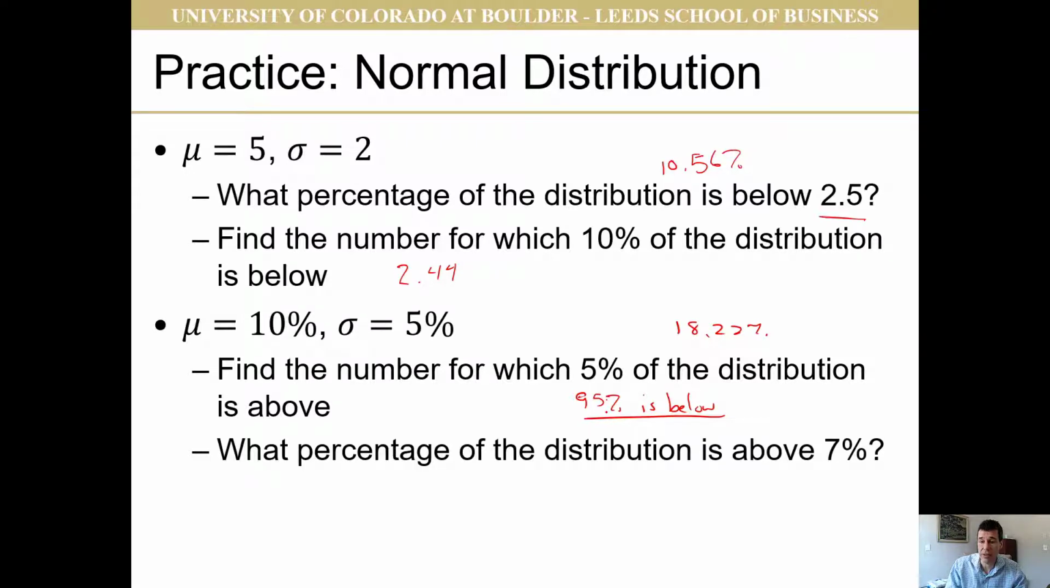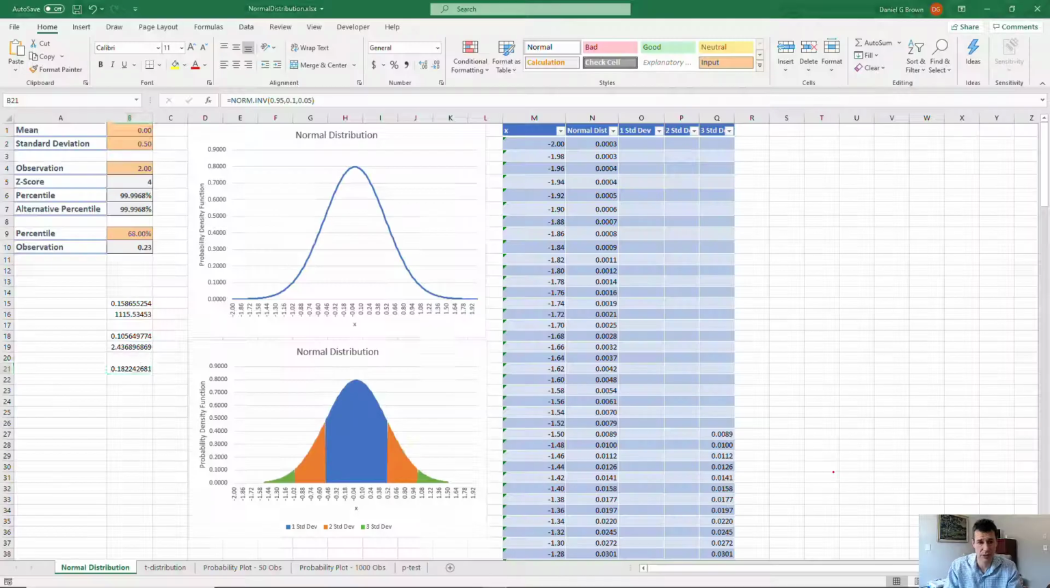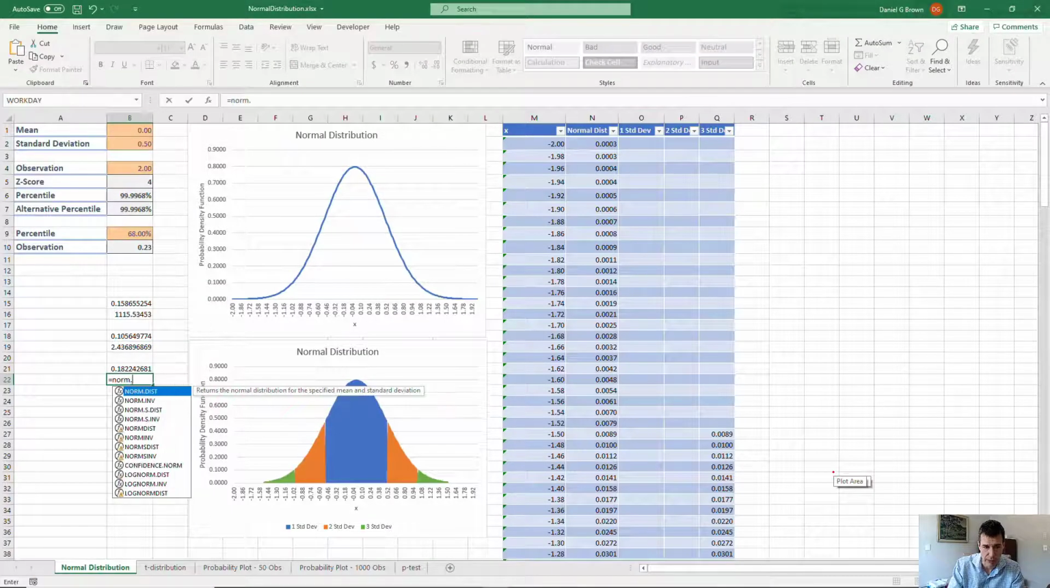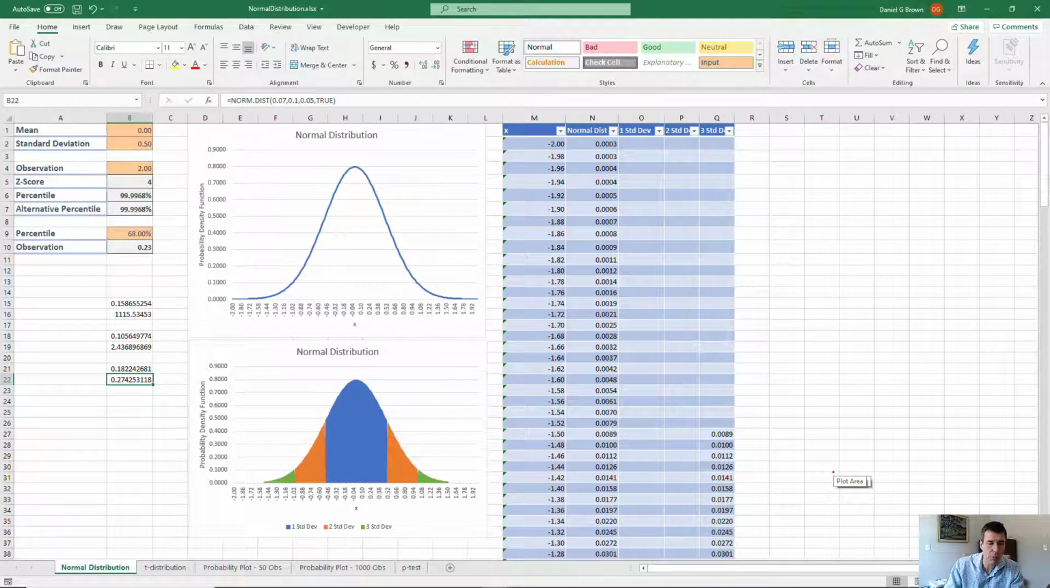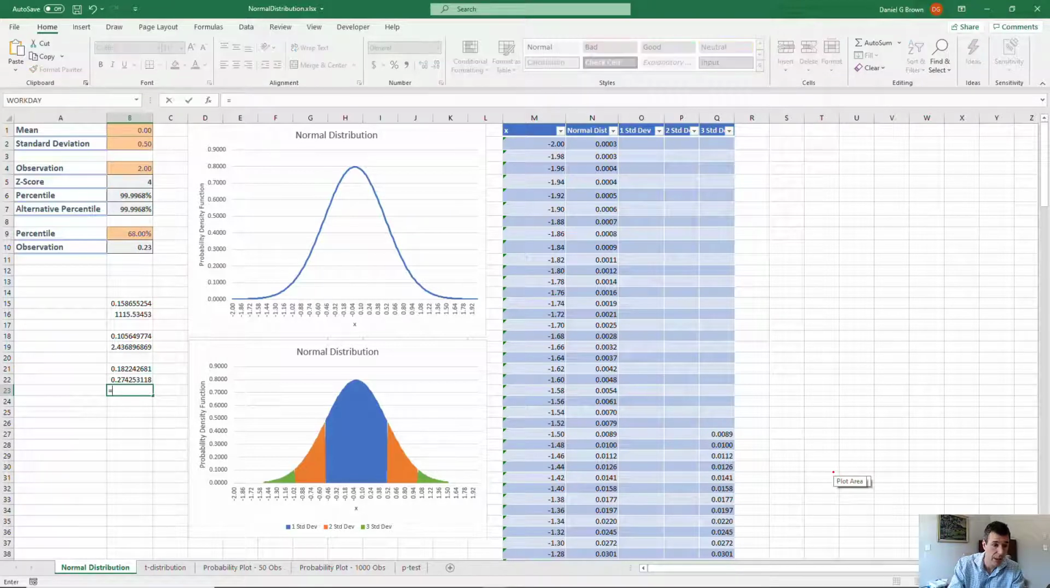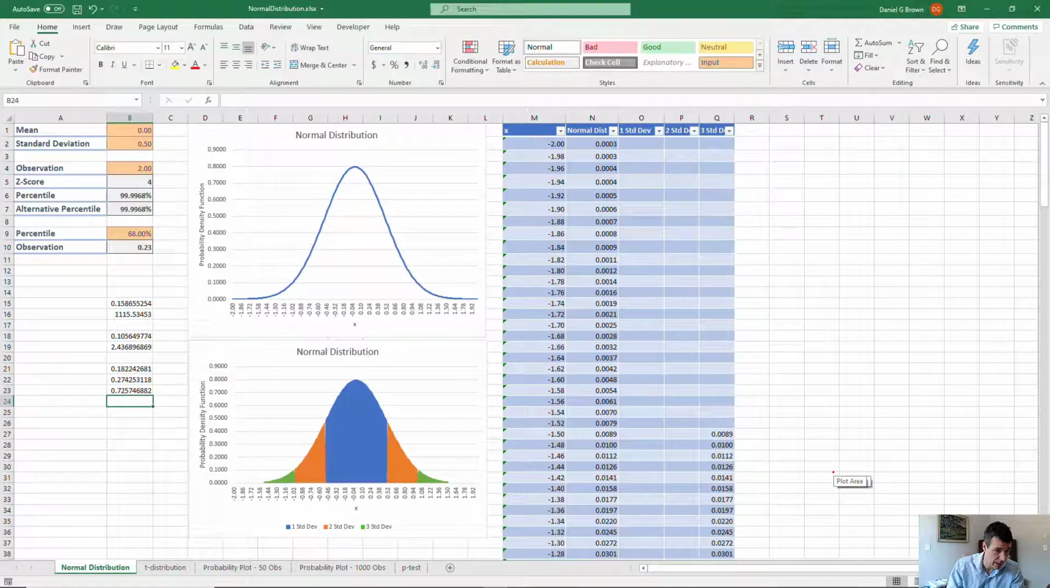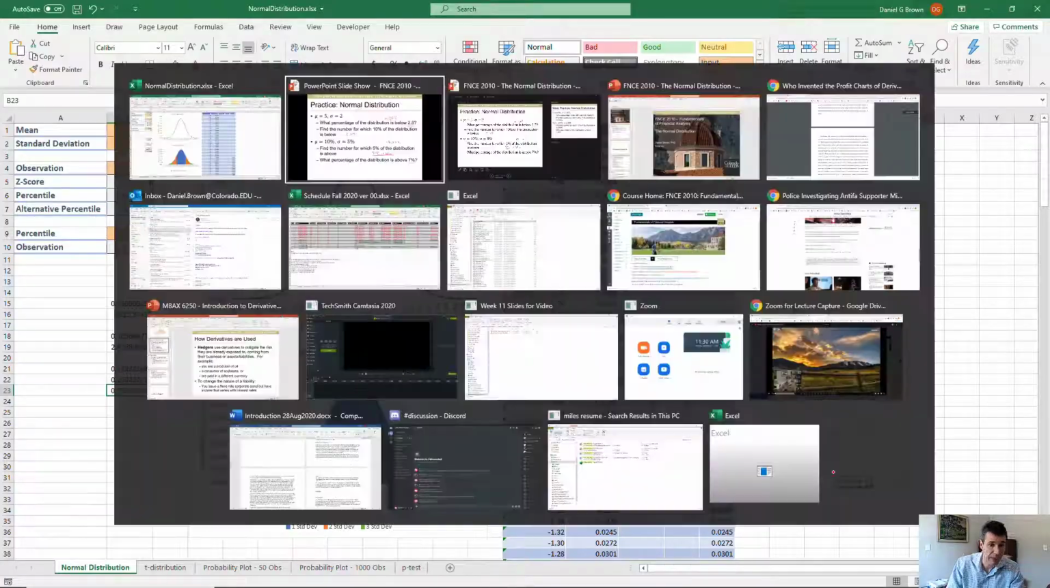What percentage of the distribution is above 7%? So this is an observation. Remember, our function returns the percentage below, so we'll figure out the percentage below first. Equals norm.dist of 0.07, comma, 0.1, comma, 0.05, comma, true. So 27.43% of the distribution is below. The complement is above, 72.57.